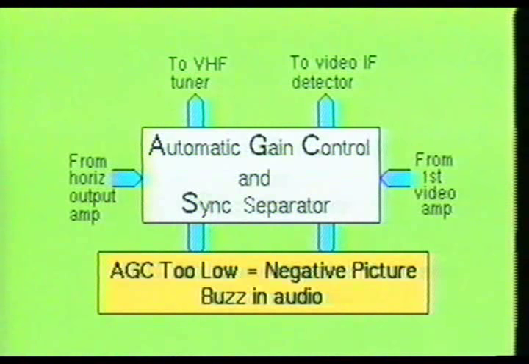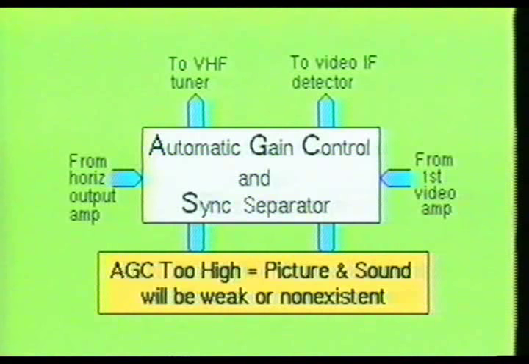If the AGC signal is too low, a negative picture may appear, as well as a buzzing sound in the audio output. If the AGC signal is too high, the video image and sound may be weak or non-existent.